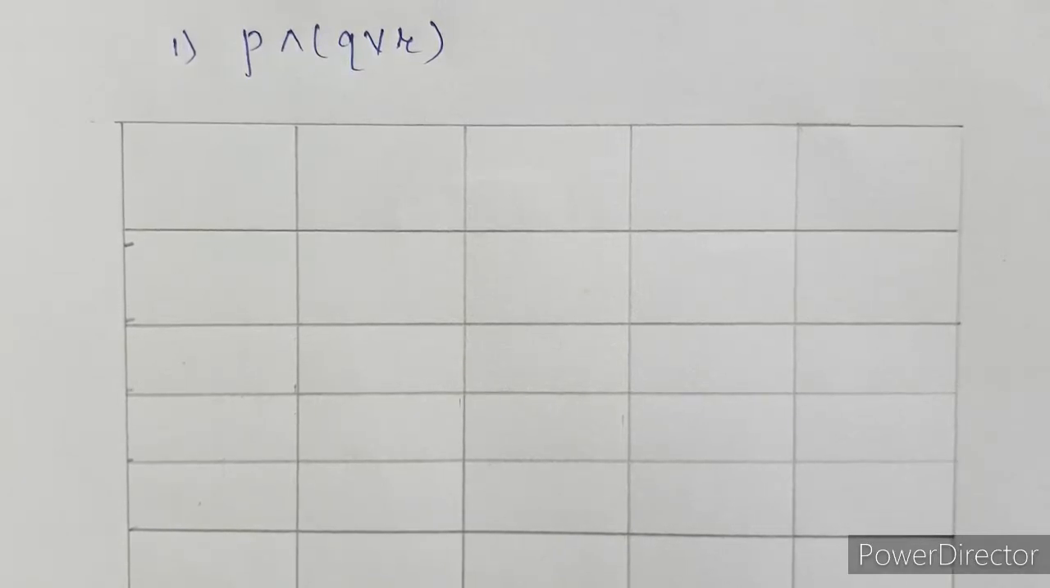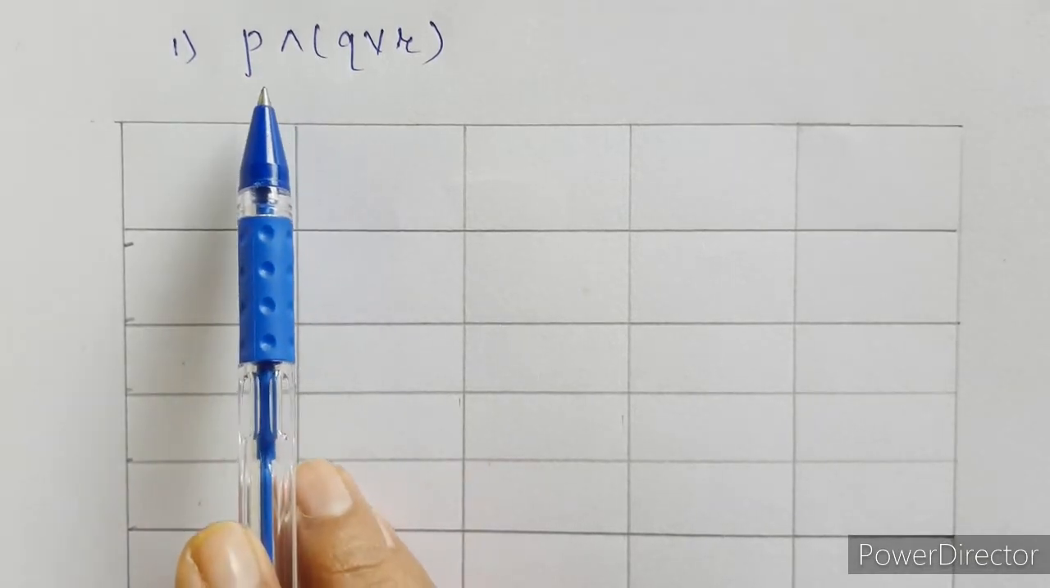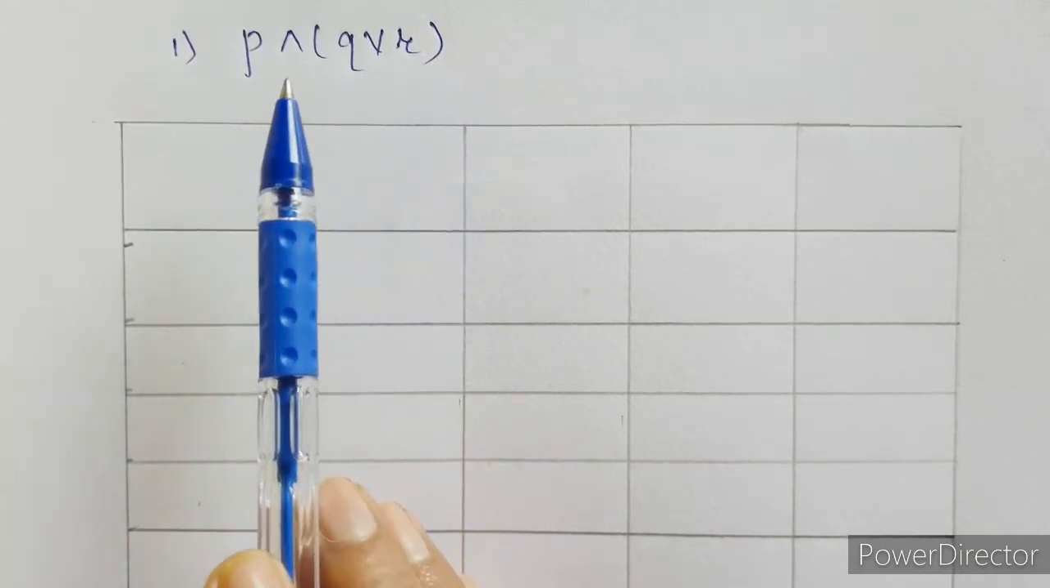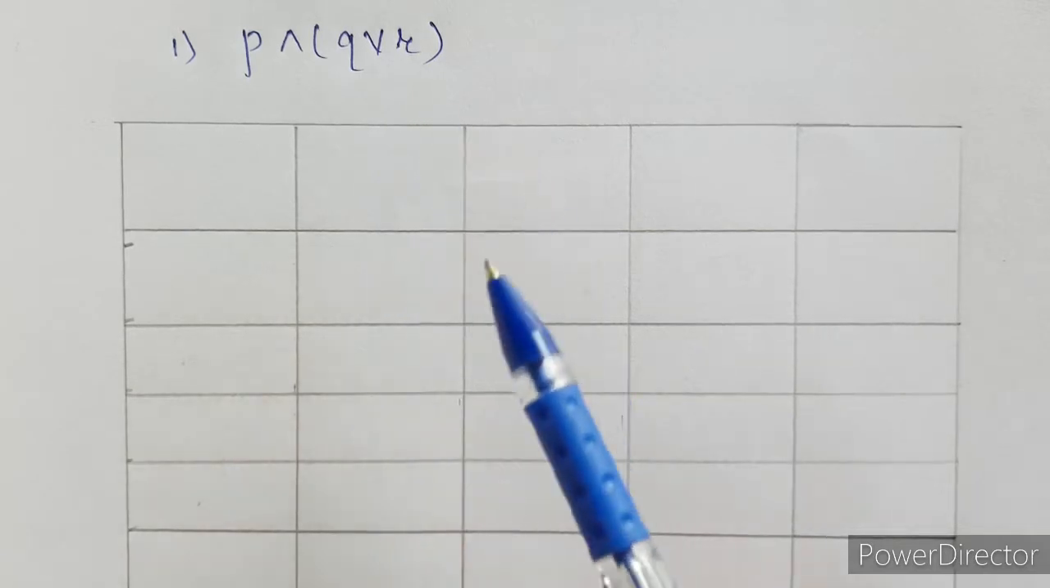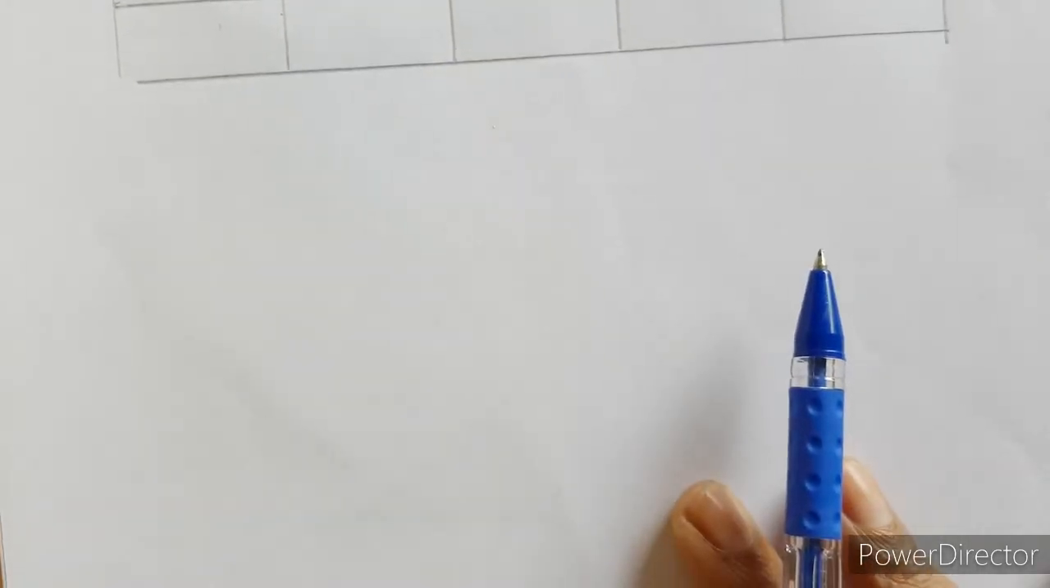In the last two classes we have discussed propositions, but only with two statements. Now let's move to three statements. Whenever we have three statements, for example in this case we have three statements, P and Q or R. So we have statements P, Q as well as R.